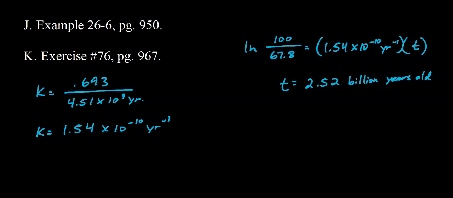So if you start off with, say, 100 uranium atoms, how much would you be left with? Of those original 100 atoms, 67.8 are still uranium atoms, and so that's our amount that remains after time t. And solve for t. We get 2.52 times 10 to the 9th, or 2.52 billion years old.